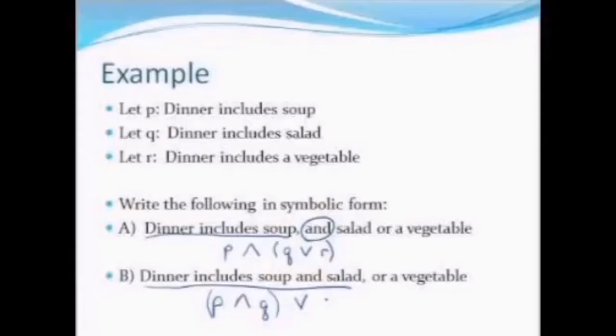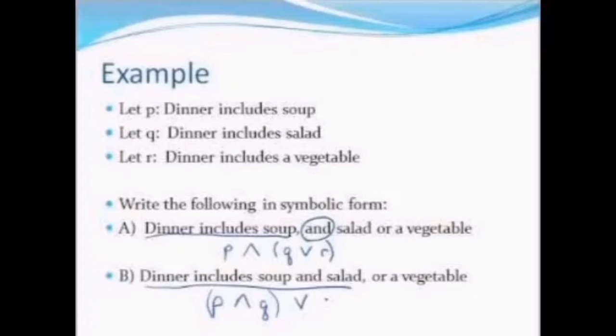To understand more, let me give you an example. Let P represent the statement, dinner includes soup, and let Q represent dinner includes salad. And in this statement, dinner includes a vegetable, represent letter R. Let dinner includes soup represent P. It uses and, so we use the symbol hat.